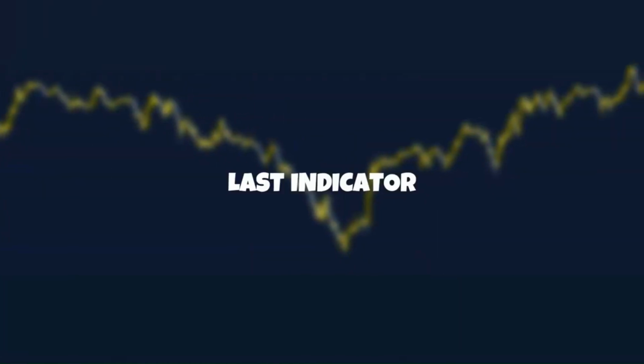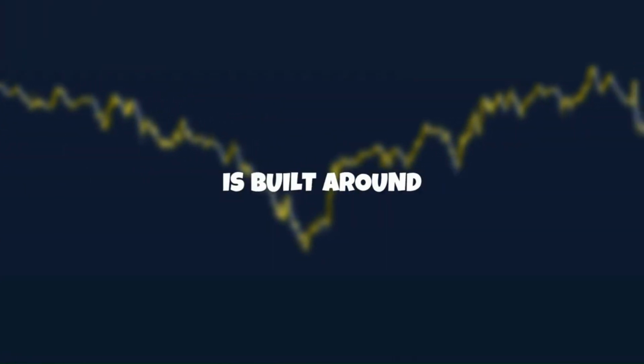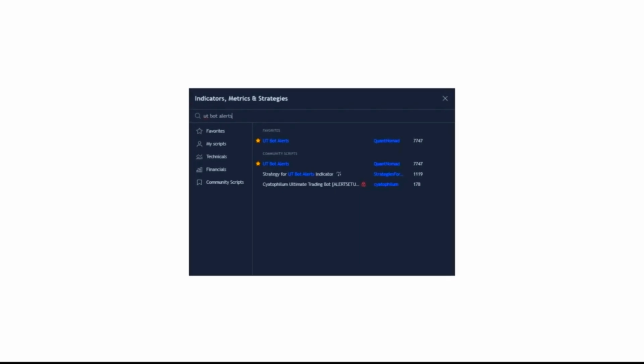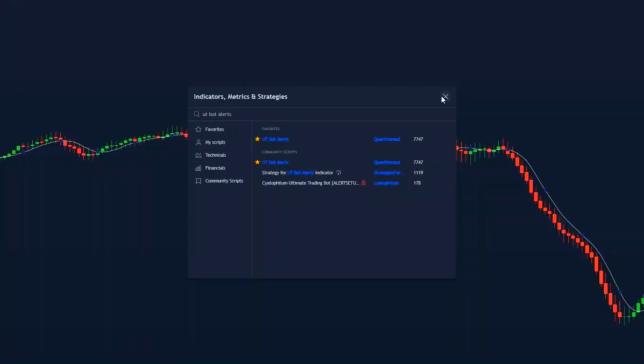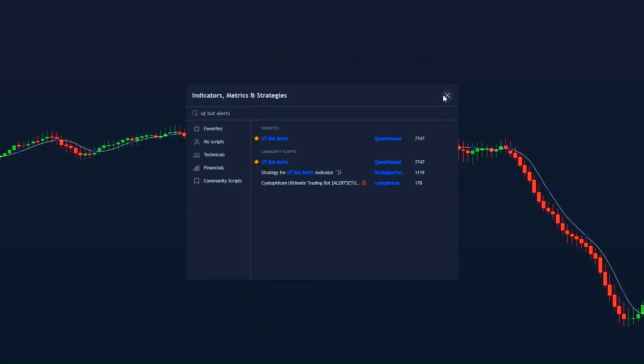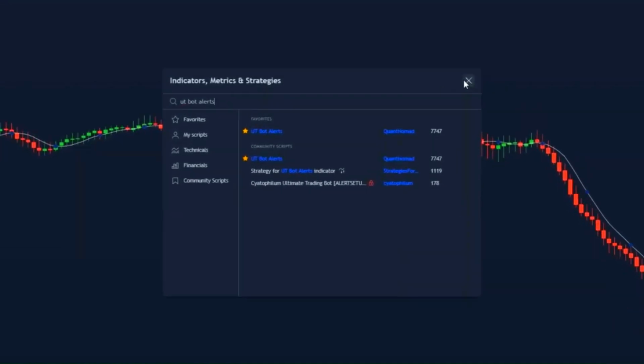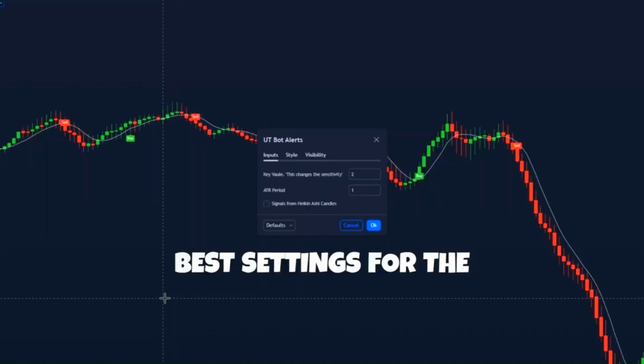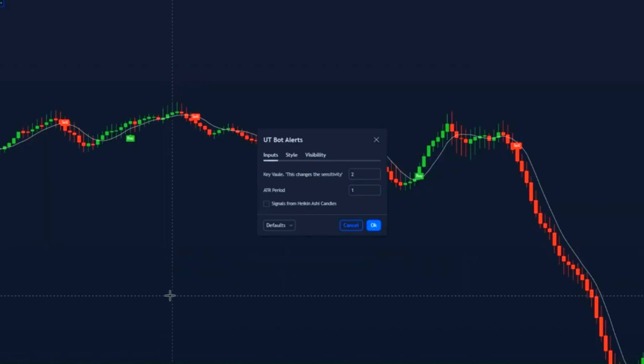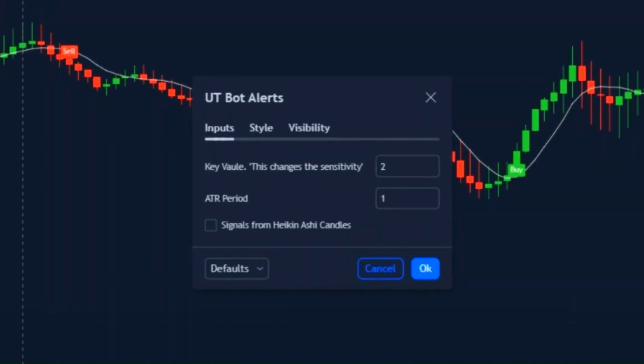And finally, for the last indicator that this whole strategy is built around, head up to indicators for the final time and type in UT Bot Alerts. In my opinion, this is the best buy sell indicator on TradingView.com, and with these settings that I'm going to share with you now, we can make huge profits and very consistent wins. Now the best settings for the UT Bot Alerts indicator: change the key value to 2 and the ATR period to 1, and make sure the signals for Heikin-Ashi candles is turned off.